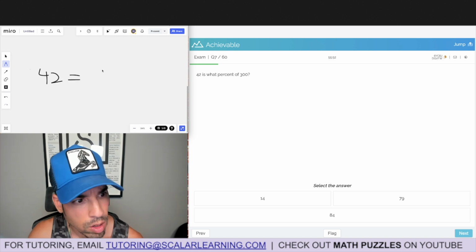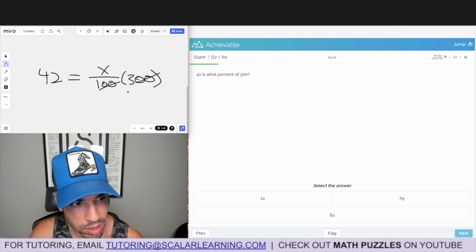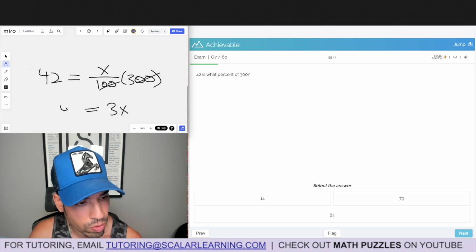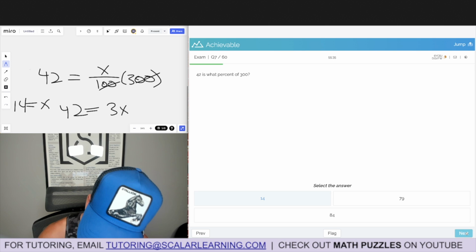42 is what percent of 300, right? Multiplied. So now we just multiply. We'll simplify that. Those cancel out. 300 and 100 cancel out to 3. So we got 3x equals 42, divided by 3, x equals 14. So it's 14% of 300. 14 is the winner. Boom, done.